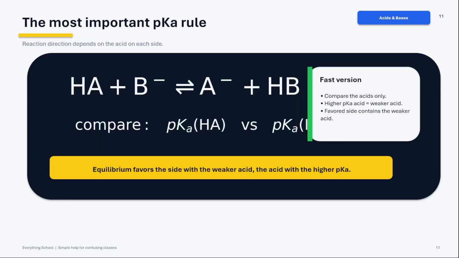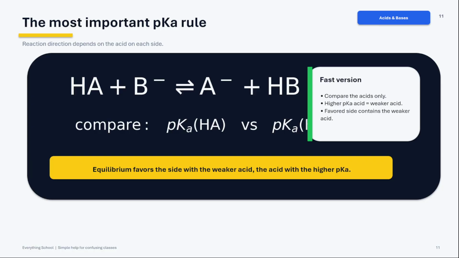Slide 11, the most important pKa rule. Reaction direction depends on the acid on each side. Equilibrium favors the side with the weaker acid, the acid with the higher pKa. The fast version is simple. Compare the acids only. The higher pKa acid is the weaker acid. The favored side contains the weaker acid.